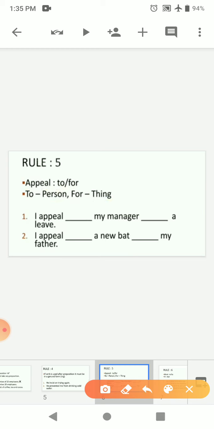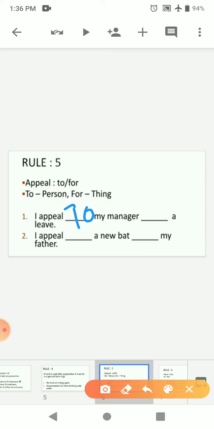That means for persons we use to, and appealing referring to a thing we use for. So whenever appeal refers to the actual person we use to, and when it refers to a thing we use this preposition for. For example, I appeal dash my manager dash a leave. So manager here is a person and leave is a thing.